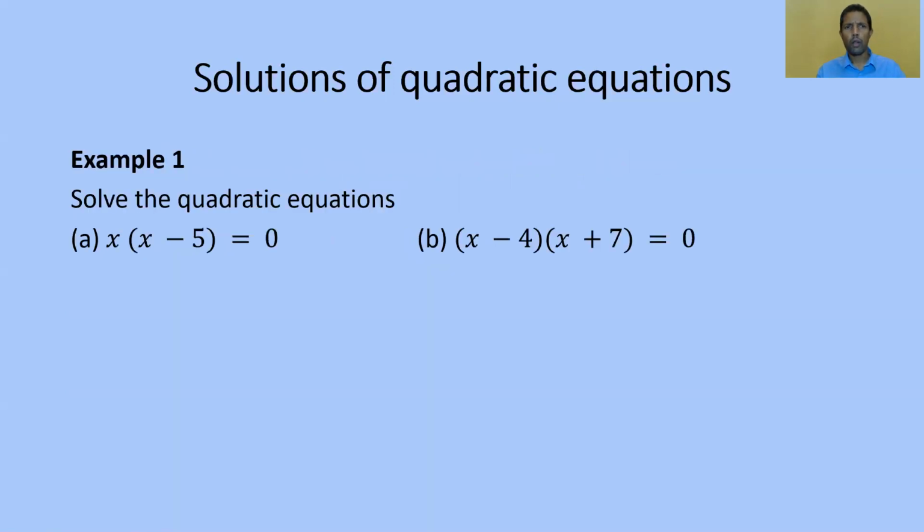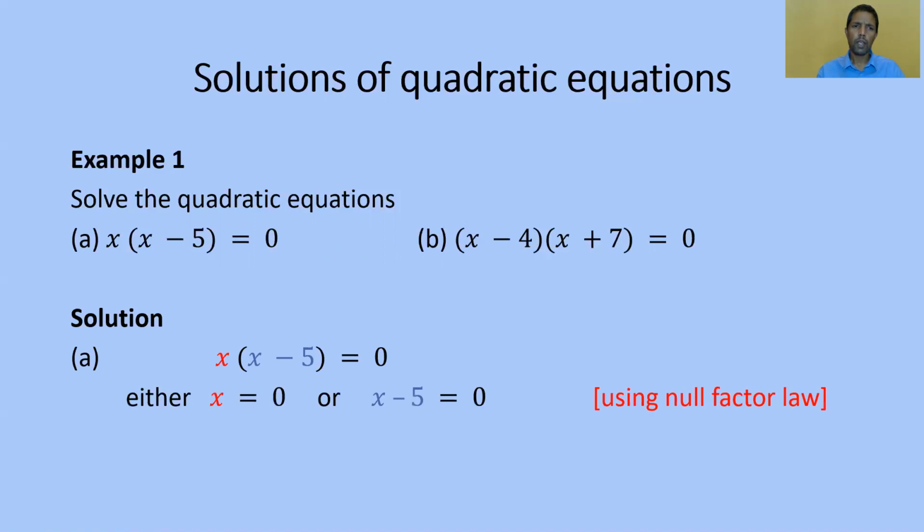Example 1. Solve the equation. Part A, x into x minus 5 is equal to 0. Part B, x minus 4 into x plus 7 is equal to 0. So using the null factor law for part A, we have either x is equal to 0 or x minus 5 is equal to 0. Thus, x is equal to 0 or x is equal to 5.